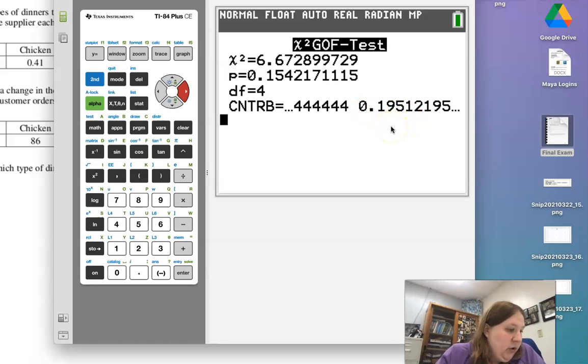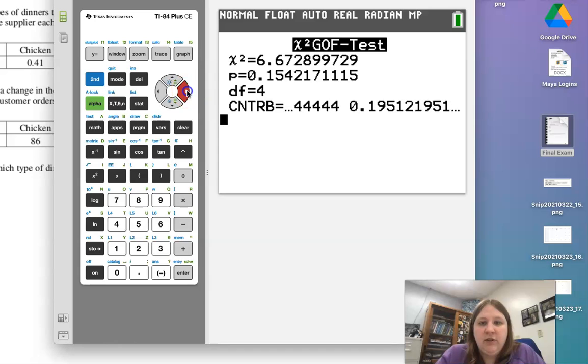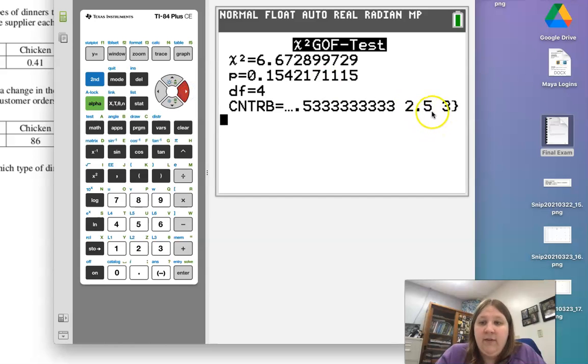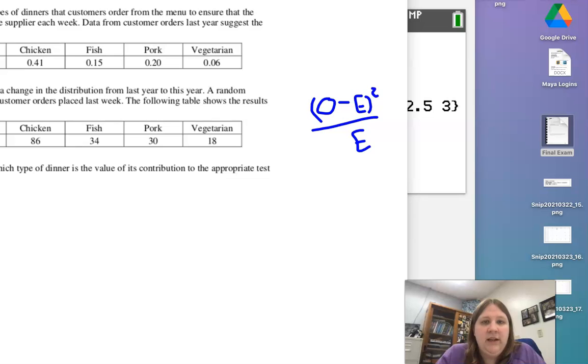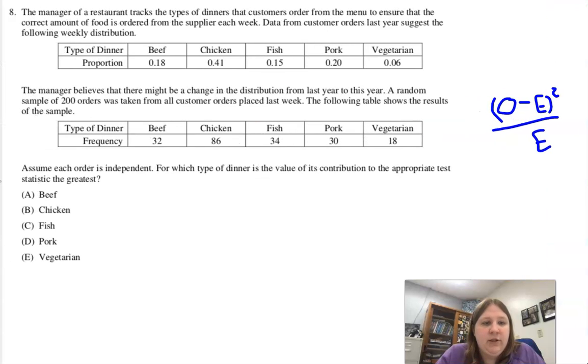So we wanted to know which is the greatest, which contribution is the greatest. So I'm just looking for the value that's the biggest. So far 0.5 is the biggest. 2.5 is bigger, and 3 is definitely the biggest. So this goes with our last one, which is the vegetarian option. Okay, so vegetarian had the biggest contribution of 3, so that's the greatest contribution.